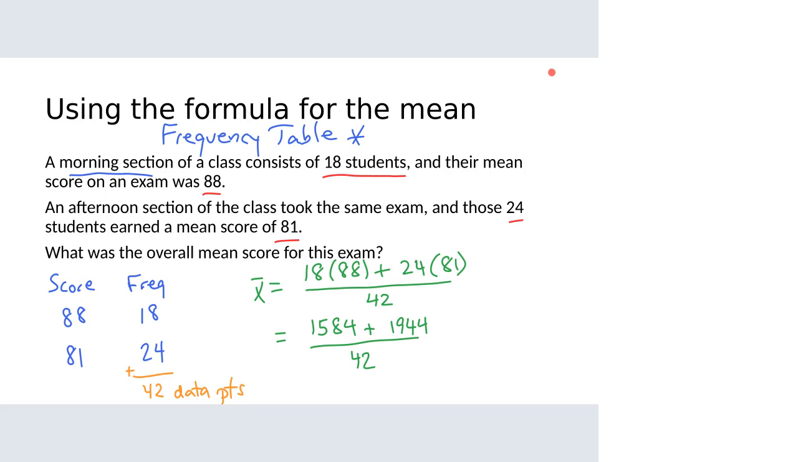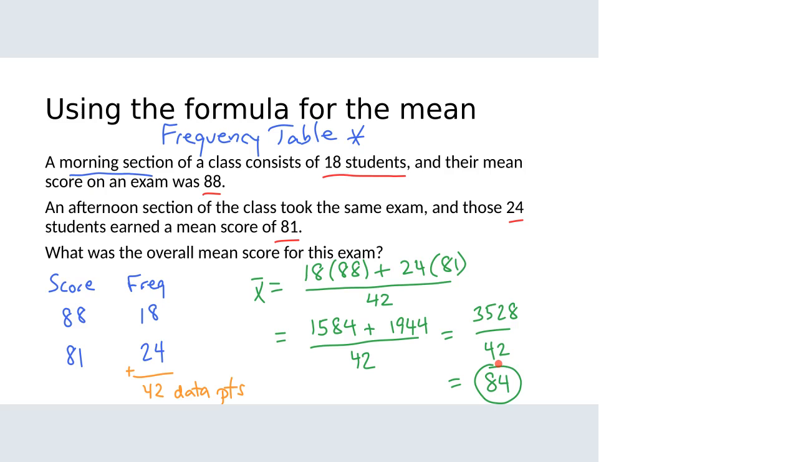All right, now we'll finish this up and find our overall mean. We have 1,944 plus 1,584. That's 3,528 over 42. And we have an overall mean of 84.